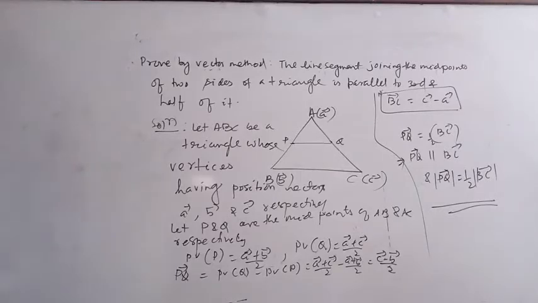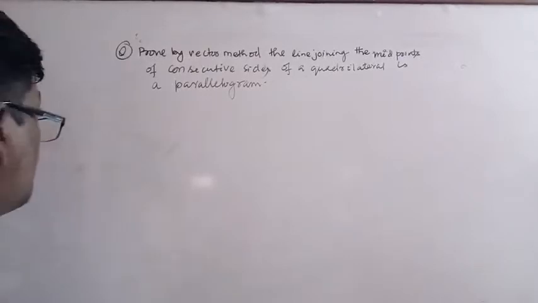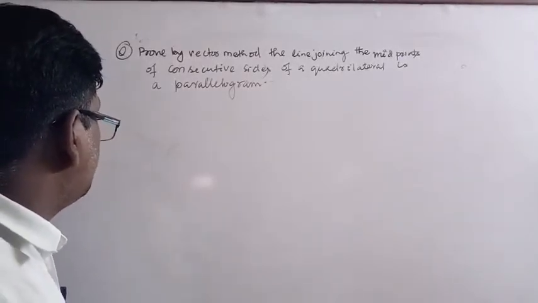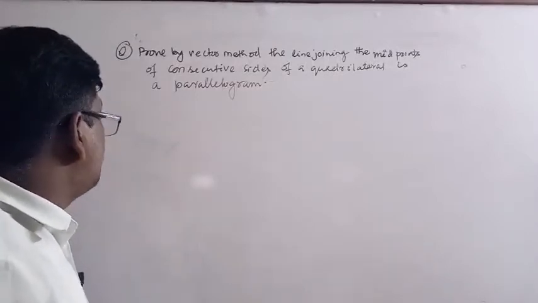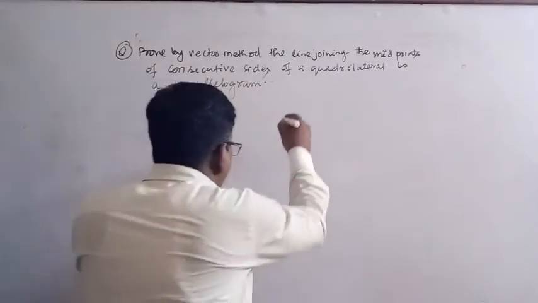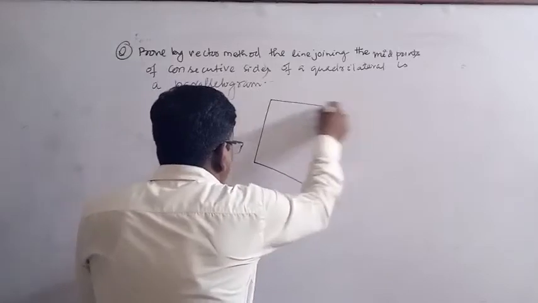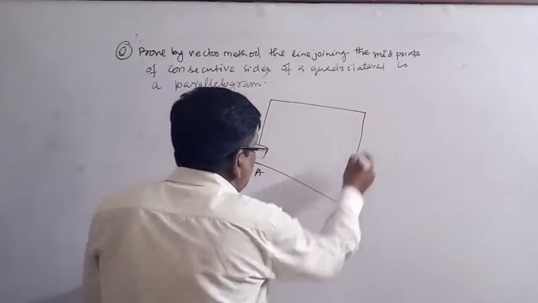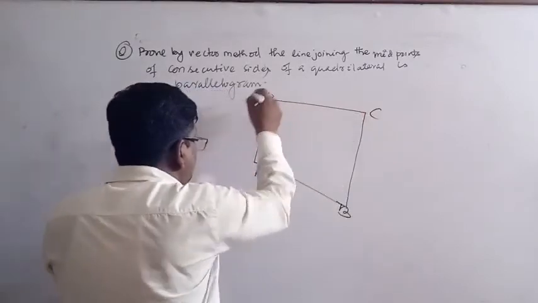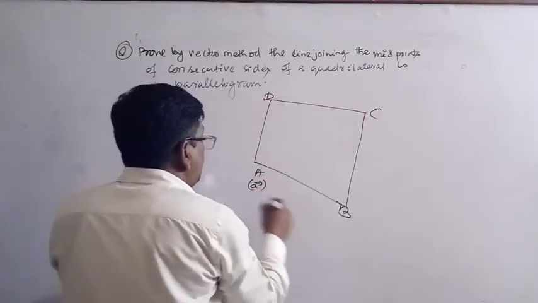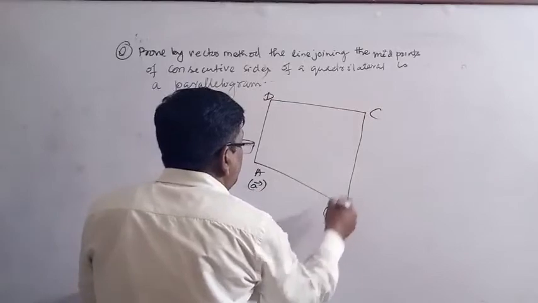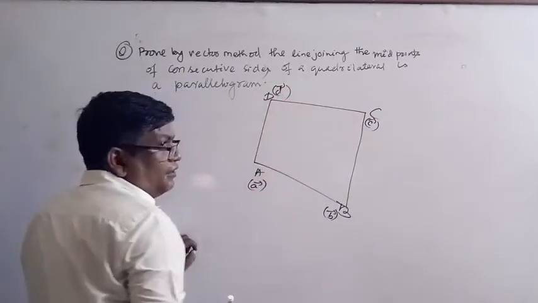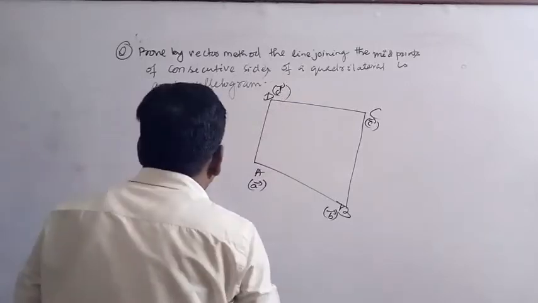Okay, now another question. This is one question proved by vector method: the figure formed by joining the midpoints of consecutive sides of a quadrilateral is a parallelogram. Suppose this is a quadrilateral. This is A, this is B, this is C and this is D, whose position vectors are A, B, C and D. Okay, let's prove.